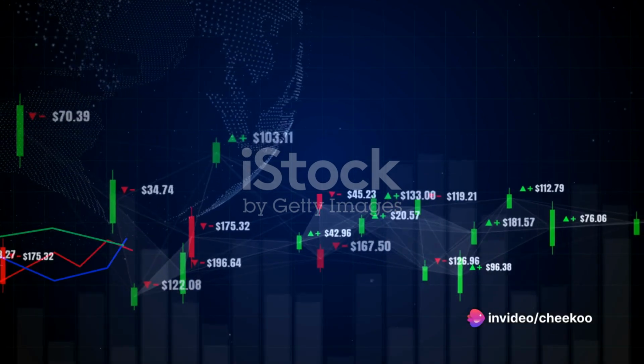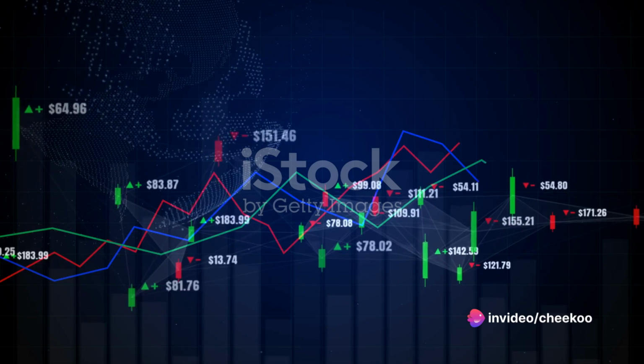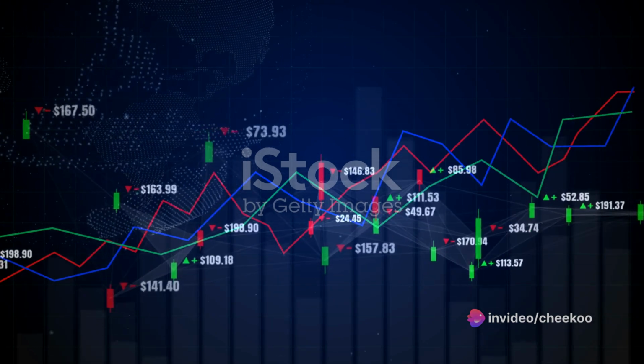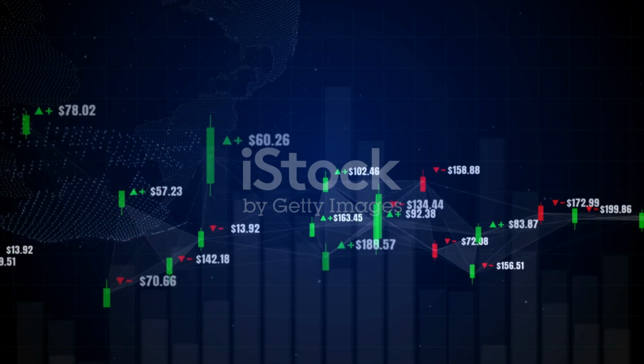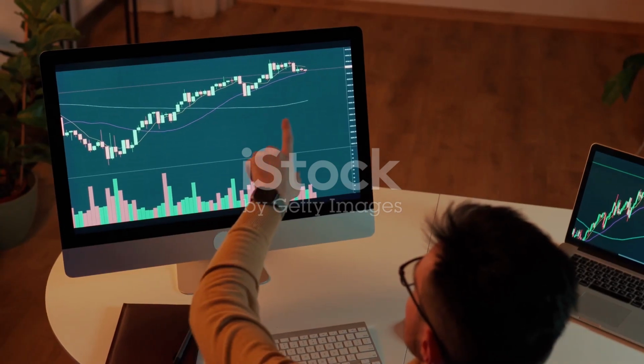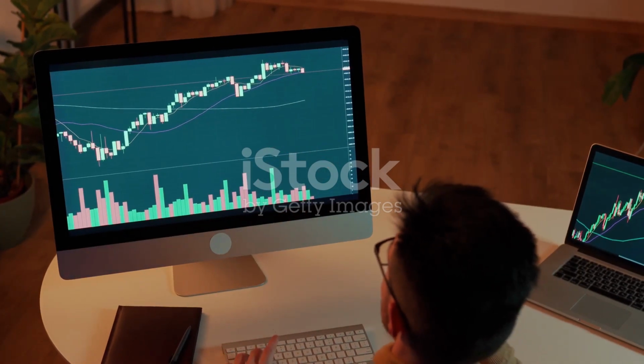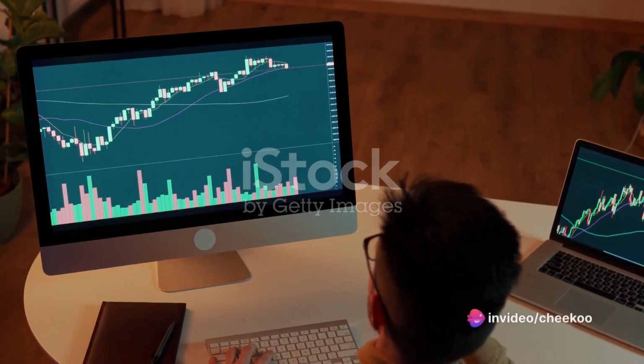But bear in mind, these patterns are not a crystal ball. They are tools, and like any tool, they work best when used correctly and in conjunction with other forms of analysis and risk management strategies. They can provide insights, but it's up to the trader to interpret these insights and make informed decisions.